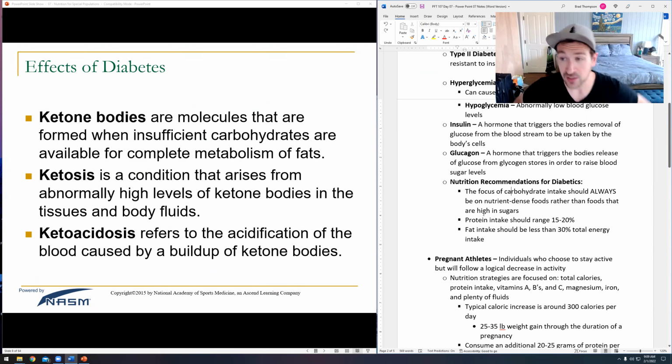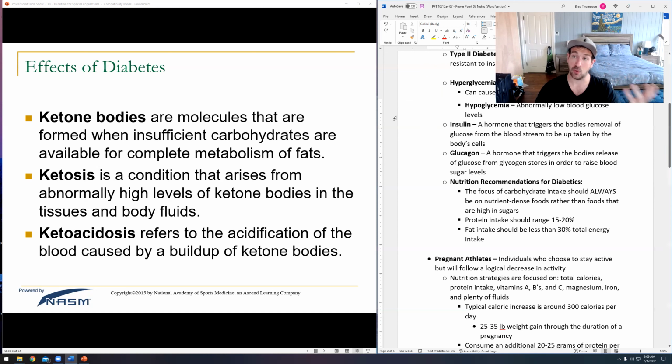You guys might remember beta oxidation when we talked about burning fat for fuel. So that's actually fine to create some ketone bodies, right? When you have insufficient carbohydrates and your body metabolizes fat instead, that's actually okay. Your body is designed to be able to do that.